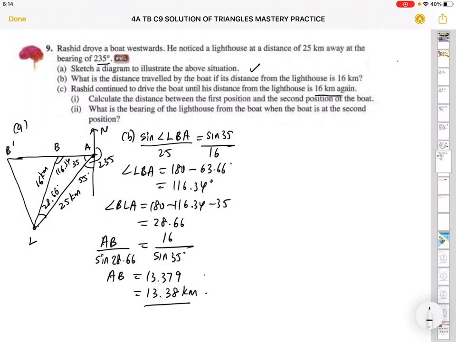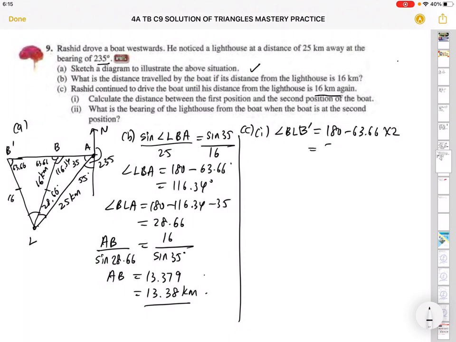Calculate the distance between the first position and the second position. That means finding BB prime, right? The second time you reach 16 kilometers over here, and we know these two angles must be the same. We know from the earlier calculation 63.66. This is 63.66, and this is also 63.66. We can find angle BLB prime, the angle here. So we take 180 minus 63.66 times 2. I've got 52.68. Sorry, a bit small, hard to see.